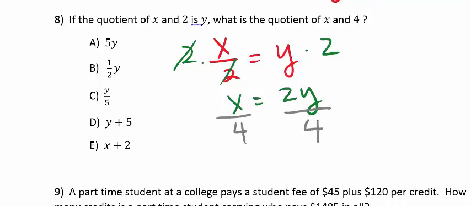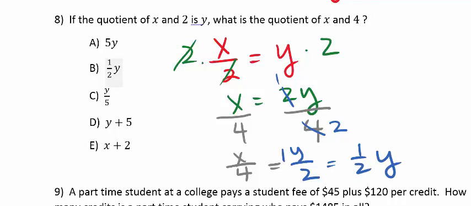Well, that means we just have to divide both sides by 4, and we get x over 4 is going to equal, well, I can simplify this fraction here. 2 goes into itself once and into 4 2 times, so we just get y over 2. So our answer here, well, we don't have anything that looks exactly like y over 2, but this means the same thing as 1/2 y, if I had a 1 in front of the y. So our choice is B.